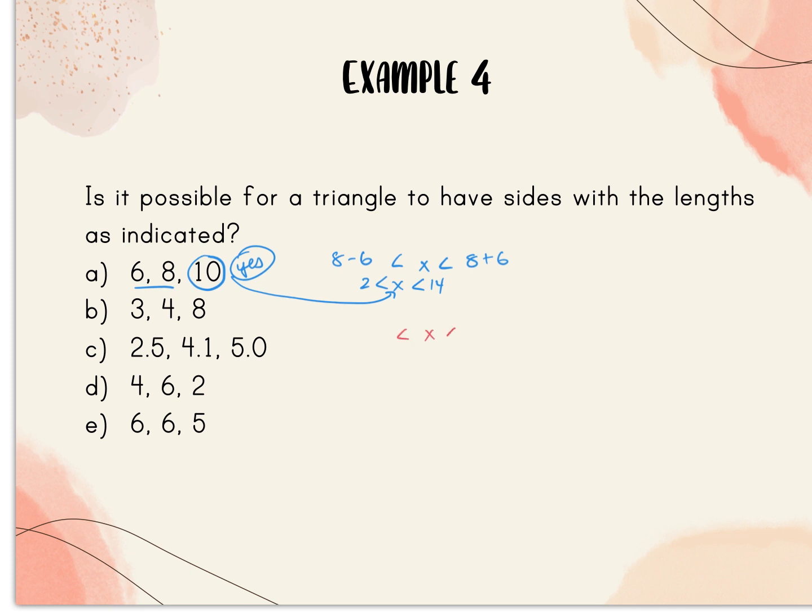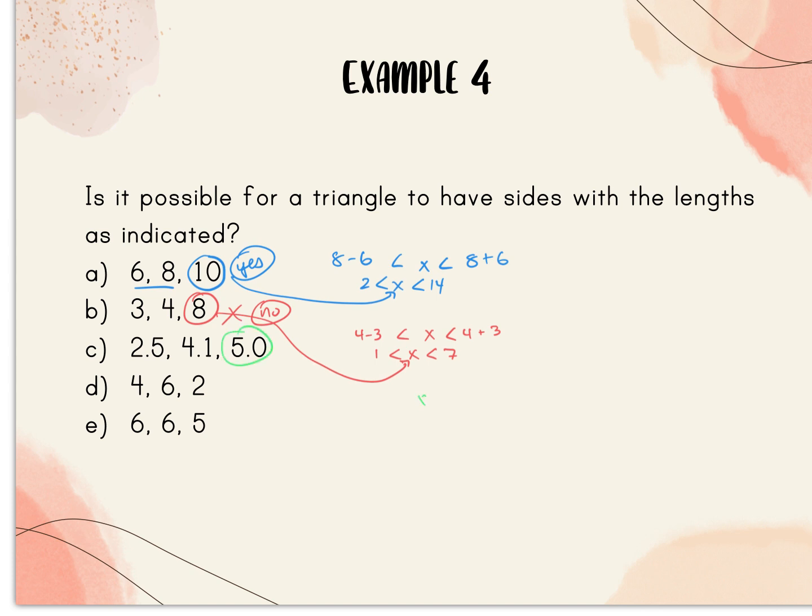Again, I know x has to be, in this case, x is 8. It has to be greater than the difference of 4 minus 3 and less than the sum of 4 plus 3. And so we get 1 is less than x, which is less than 7. Is 8 less than 7? No. So this is a no. In other words, the third side has to be less than 7. 8 is not less than 7, so this is not valid. I'm going to go to the next one.